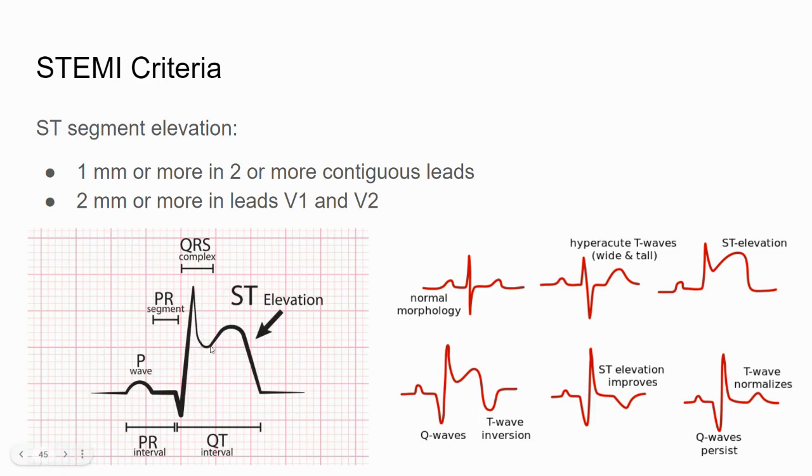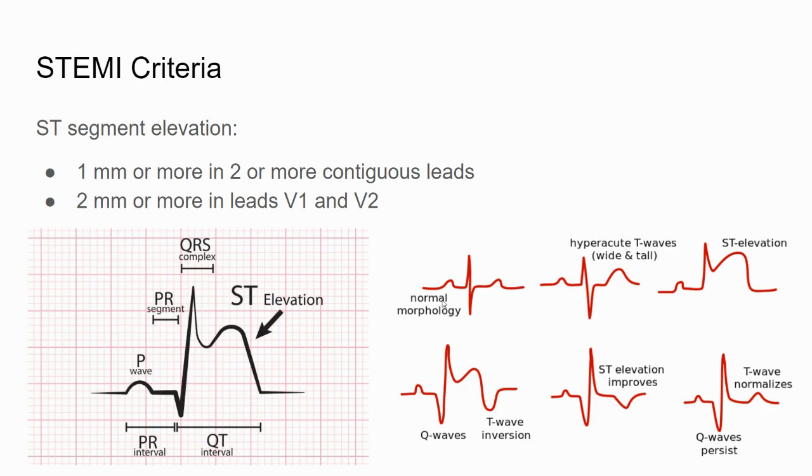The point where it turns up is actually called the J point. So right here, if I look at the normal morphology, we'll call this the J point, the point where we go from our QRS and then to the T wave. If we have elevation of more than 1 to 2 millimeters from our J point, then we can diagnose that as an ST elevation.